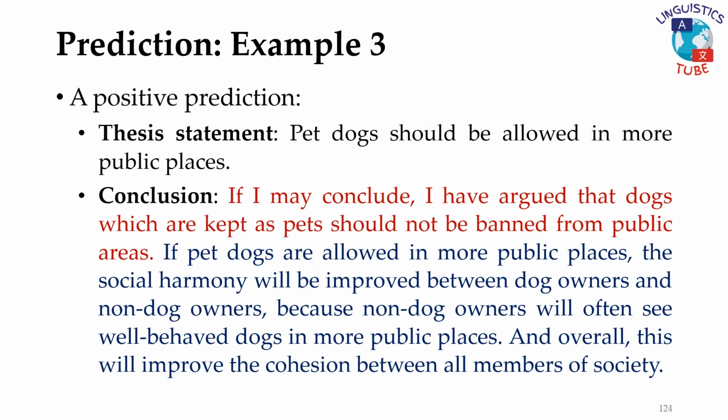Here is one more example for the topic, pet dogs should be allowed in more public places. I'll now read the conclusion. If I may conclude, I have argued that dogs which are kept as pets should not be banned from public areas. If pet dogs are allowed in more public places, the social harmony will be improved between dog owners and non-dog owners, because non-dog owners will often see well-behaved dogs in more public places. And overall, this will improve the cohesion between all members of society.